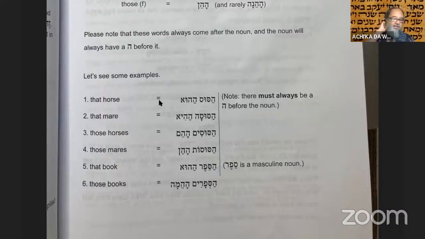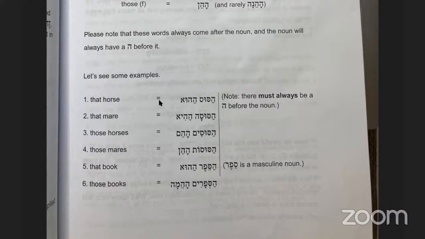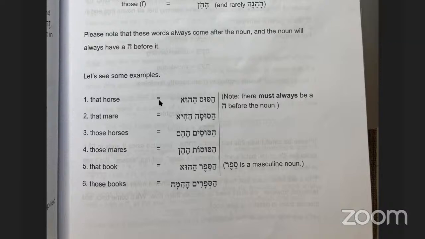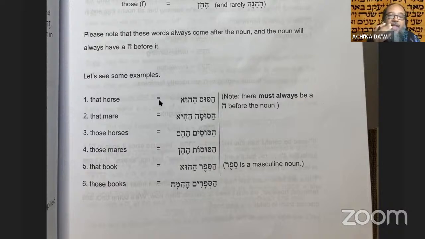So that horse, how do you say that? Hasus. How do you say that? On number one, how do you say that? Hasus hahu. Now they were talking about that horse and it has a hey on the front because they got a match.